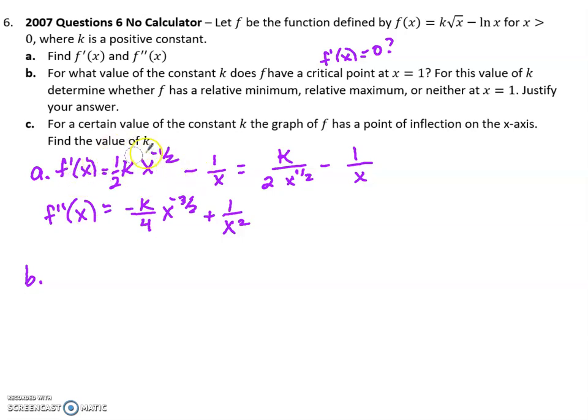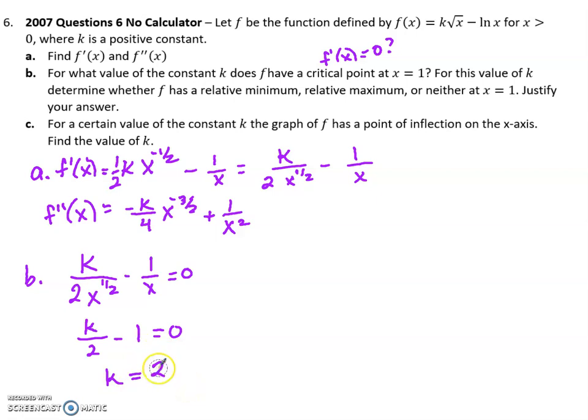So I'm going to take my first derivative, and I know that it has to happen when x is 1. So normally I would just set this equal to 0, but because I'm actually solving for k, I can go ahead and plug in x equals 1 and the fact that it has to be equal to 0. So I'm going to use this version: k over 2, x to the 1/2 minus 1 over x equals 0. Again, I'm going to replace the x's with 1s. So that gives me this. So then I end up with 2.